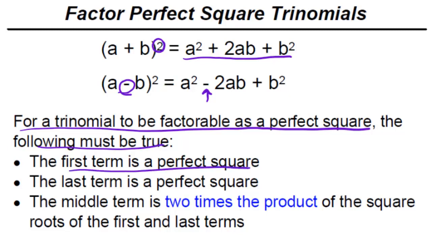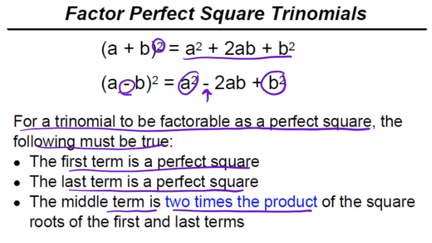The first term must be a perfect square, which this is. The last term must be a perfect square, which this is. The middle term is twice the product of the square roots of the first and last terms. So the square root of this one is a, the square root of this one is b, and then multiply them together and then double. 2 times ab gives you the minus 2ab in the middle there.